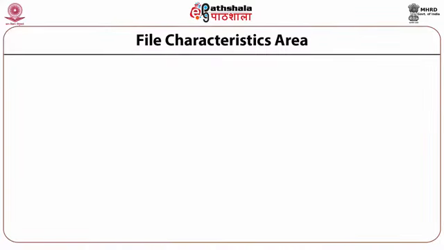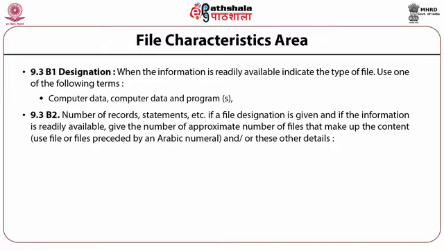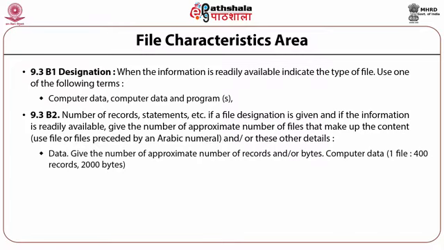So for the designation, when the information is readily available, indicate the type, then use one of the following terms. So what will you use? Computer data and programs. If they are giving you the computer data, then you write computer data. If they are giving the computer programs, you write computer programs and give the Arabic number, 23, 22 like that. So I have given a simple example. Suppose that it is computer data, and how will you write it?